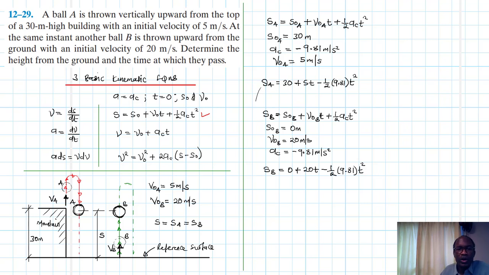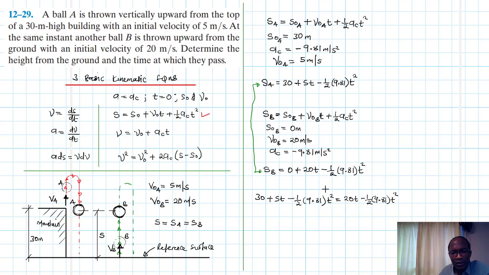So we equate the two. We are going to equate this one here and this one here. Once we do so, we are going to have something like this. We'll have 30 plus 5t minus half by 9.81 t squared equal to 20t minus half by 9.81 t squared.